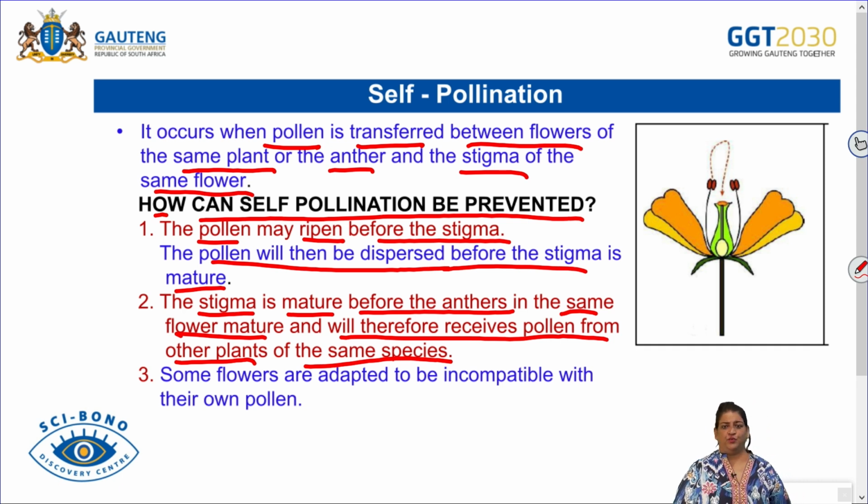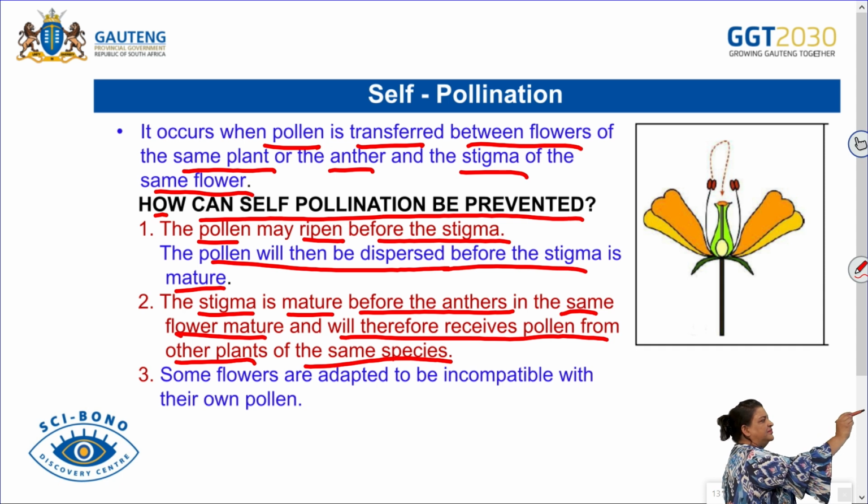Or it could be the other way, that the stigma will ripen before the anther in the same flower. That means maybe another flower's anther has ripened, and the pollen from flower B can be transferred to the stigma of flower A, because in this case the pistil is fully developed and mature, therefore your stigma is ready. So it cannot get any pollen from the anther of flower A because that anther is not yet developed. So the sticky stigma of flower A is going to get pollen grains from flower B. So that's how self-pollination can be prevented.